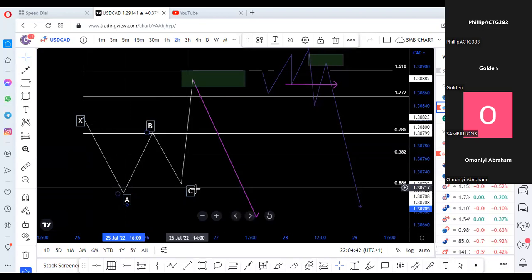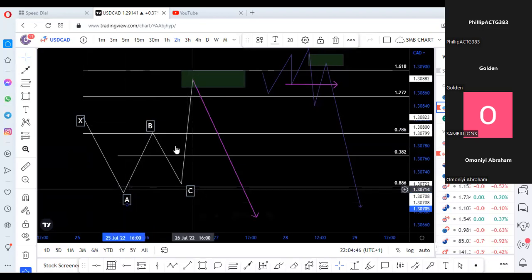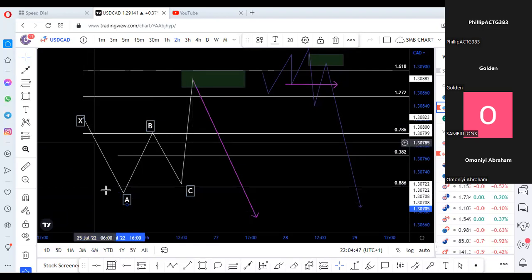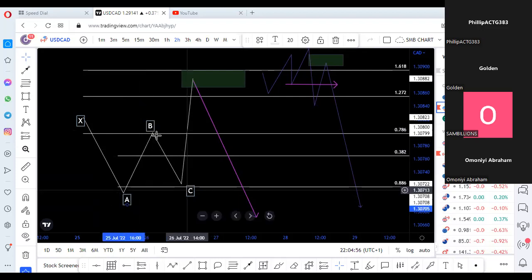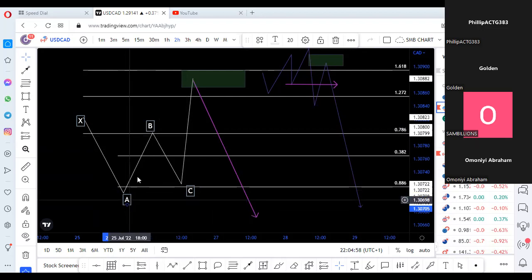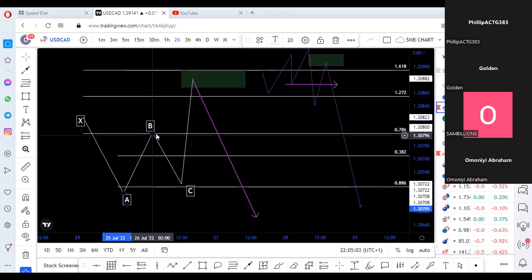Before you get to C, you start from A, B, C. So just put it in your mind. After you've gotten your X, A point, the next thing is B. You cannot go to C. After A, you have B. Measure X to A, you get your B, 0.786 zone. Then to get your C, you have X to B, which gives you this point C.